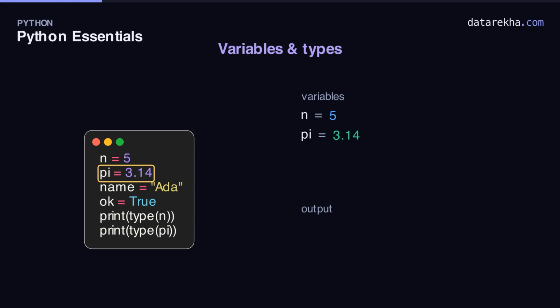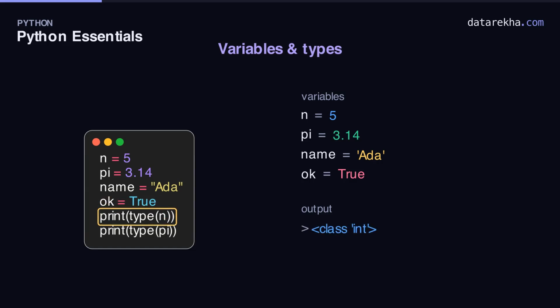Line 2, pi is 3.14. That dot makes it a float, a decimal number. Line 3, name is the text "Otter", wrapped in quotes. Text in quotes is a string. And line 4, ok is True, capital T. True and False are the two booleans, the yes and no values every decision rests on.